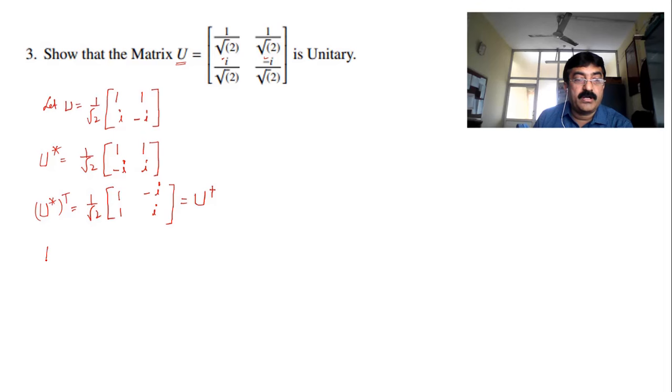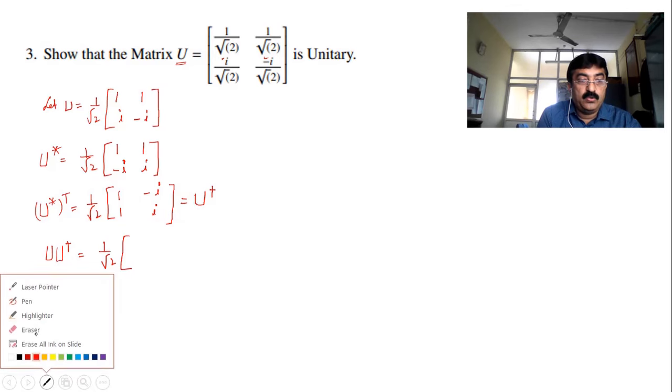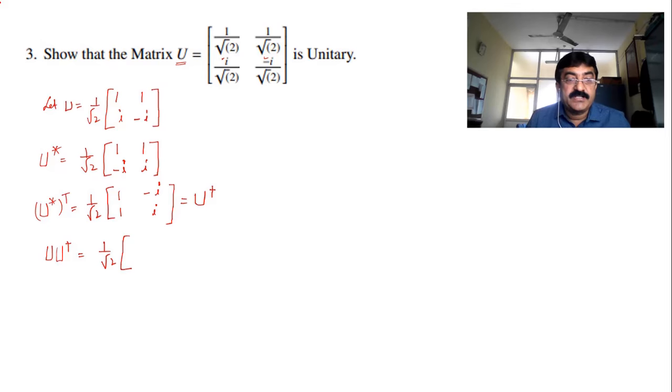Now you take the product of U and U Hermitian. U is already available here. Please check, this is U and this is U dagger. Now you multiply both. So first I write U, that is 1 by root 2 times the matrix [1, i; i, -i], into U dagger, which is available here, 1 by root 2 times the matrix [1, -i; 1, i]. So this is U dagger.